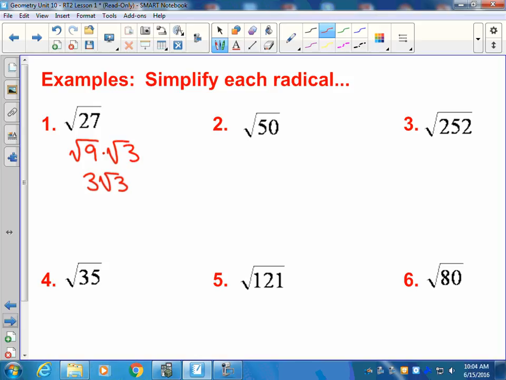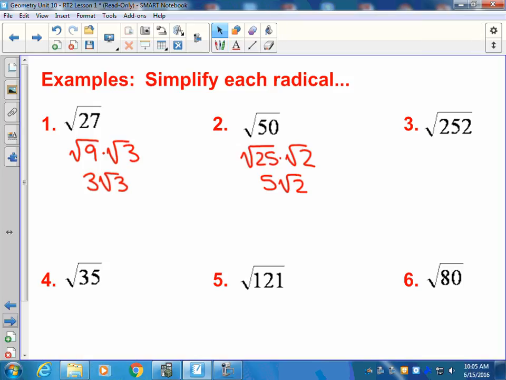Okay, when I'm looking at 50, square root of 25 times square root of 2. Square root of 25 is 5. Square root of 2 stays under the square root. Because remember, it's only the perfect square that we can look at here.